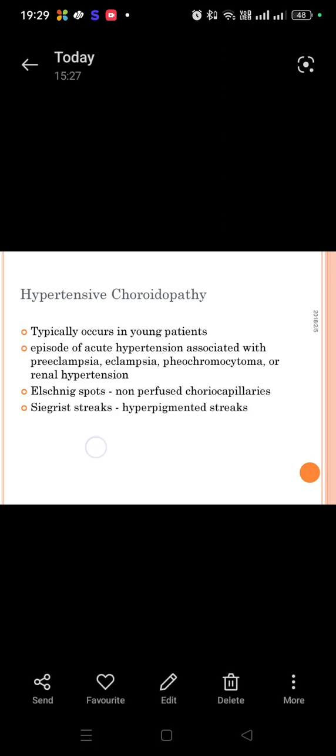Now what is hypertensive choroidopathy? It typically occurs in younger patients as an episode of acute hypertension associated with preeclampsia, eclampsia, pheochromocytoma, or renal hypertension. So whenever there is hypertensive choroidopathy, we must rule out these causes also: pheochromocytoma, renal hypertension, etc.